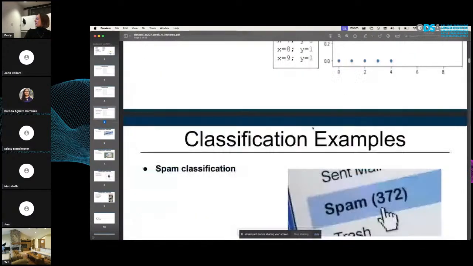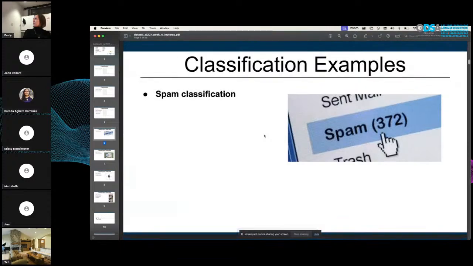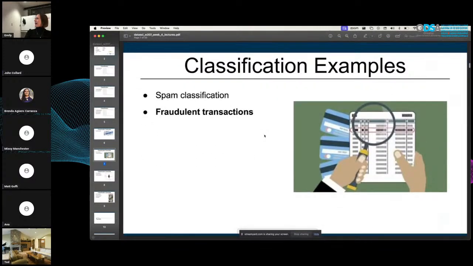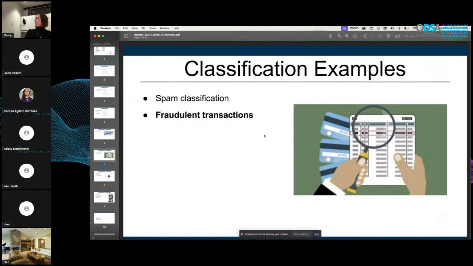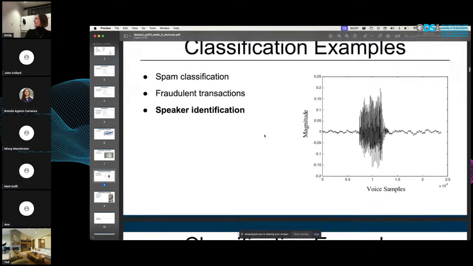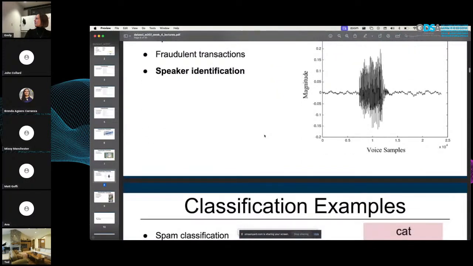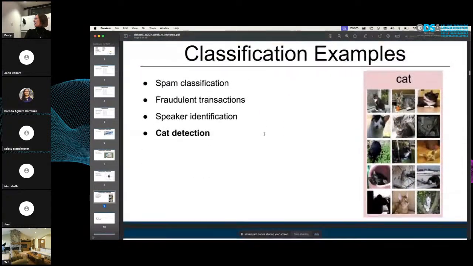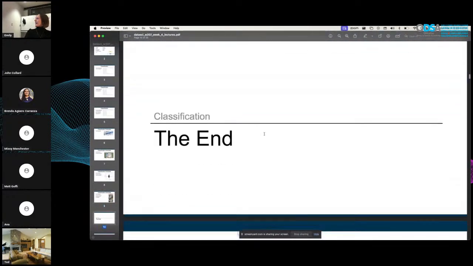And we're going to come back to this picture. But I guess another one is spam classification. So you have emails, they're either spam or they are not spam, and you have to choose how you put emails into that box. You have fraudulent transactions, perhaps speaker identification, you use sound waves as input. Is there a cat in this picture? Is there not a cat in this picture?